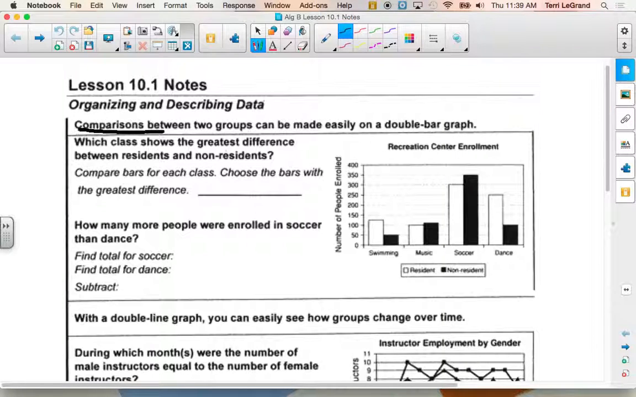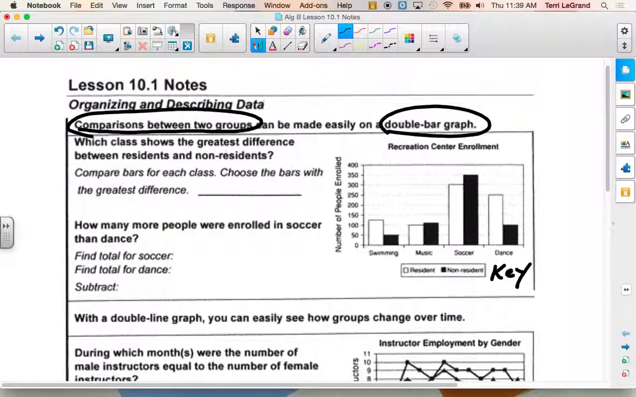So when we have comparisons between two groups, and you have to decide what kind of data display to make, maybe a double bar graph would be a good display for you to choose. Okay, let's answer these questions. Which class shows the greatest difference between residents and non-residents? First of all, the residents are represented by which bar, the white or the black? The white. This is what we call our key, down here. It tells us how to read the graph. Graphs typically have a key so that you know how to read them. So the residents are the white bars, and the non-residents are the black bars, or the filled-in ones.